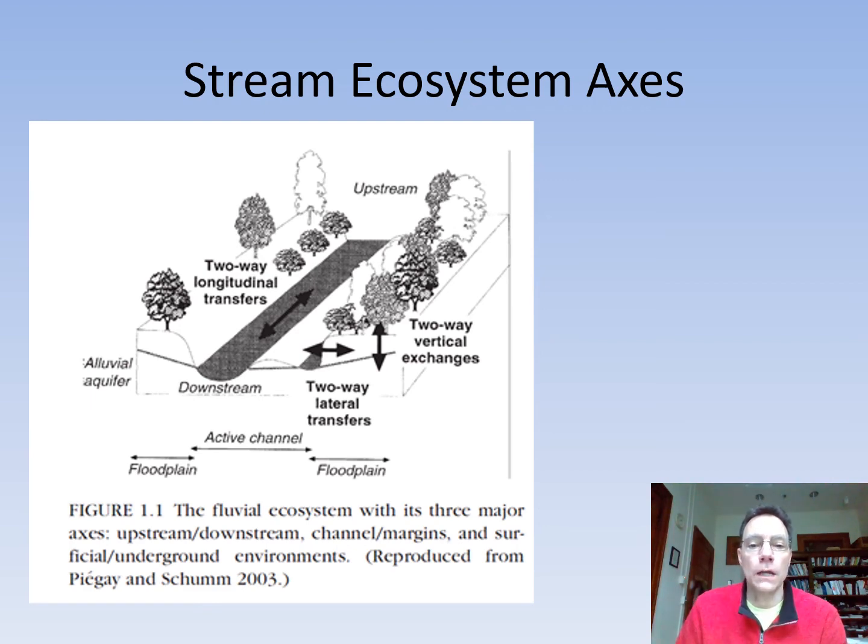So let's talk about some stream ecosystem axes. This is the way energy and water might flow. This is called the longitudinal axis, along the channel of the stream. This is called the lateral axis. So as water exchanges with the parafluvial zone and the riparian corridor, that's a lateral exchange. And then we have this vertical arrow here, so vertical exchange with the groundwater beneath. So longitudinal, lateral, and vertical exchange. Those will become more important as we move on.